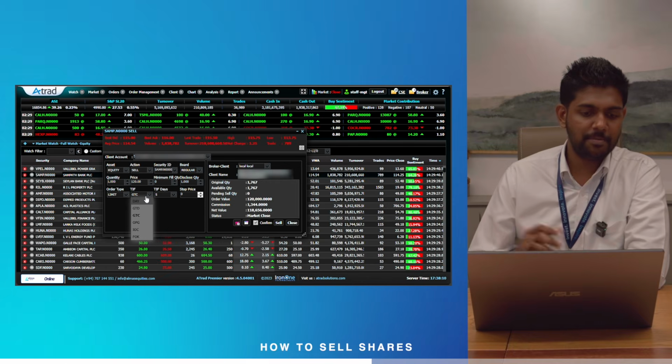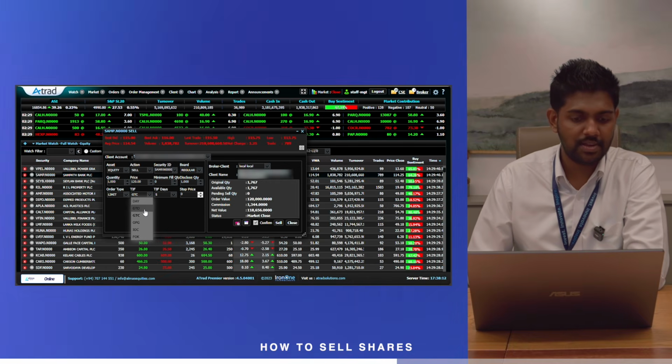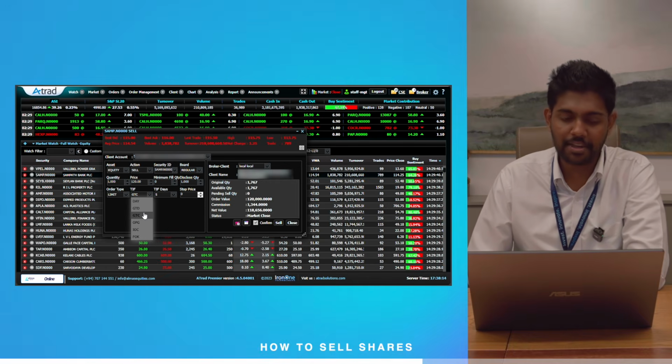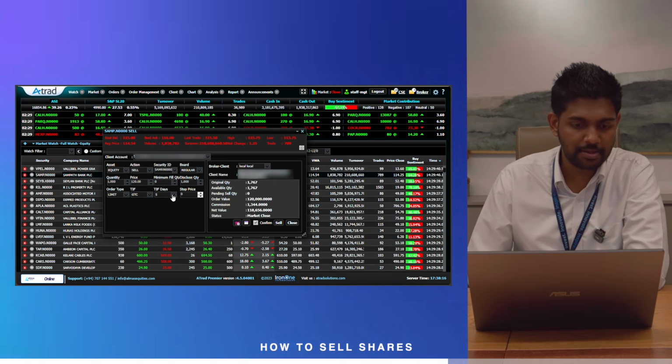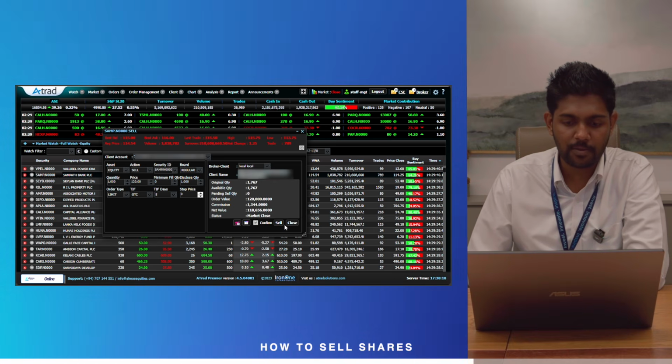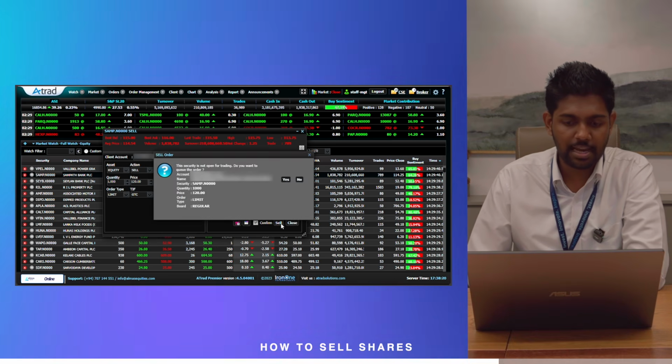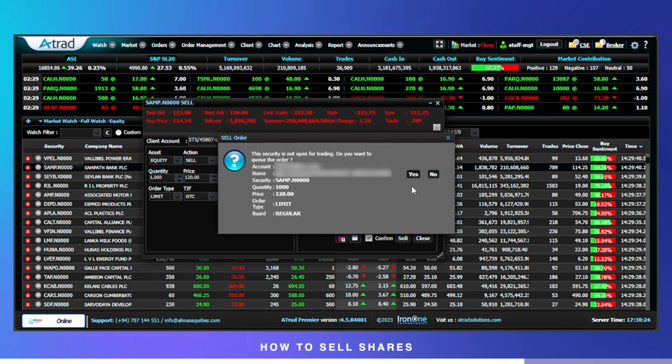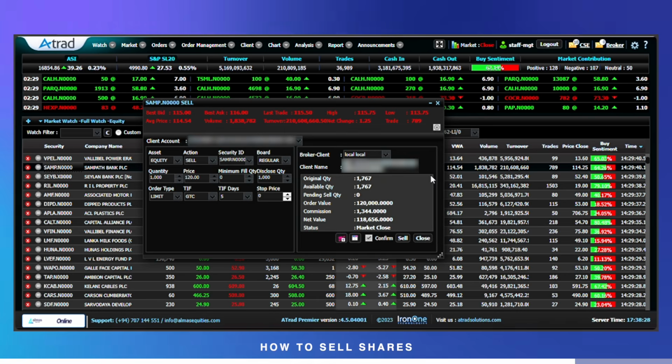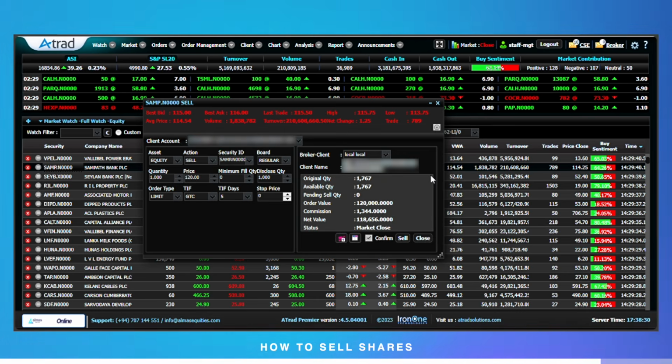So let's say, for example, you want to sell these shares on a later date, which is within a 5 days period of time. You put 5 days here, then you can go to the sell option, and when you press yes, your order will be accepted, and if not, it will be rejected and you will be directed to the previous window. So this is about buying and selling securities of the Colombo Stock Exchange.